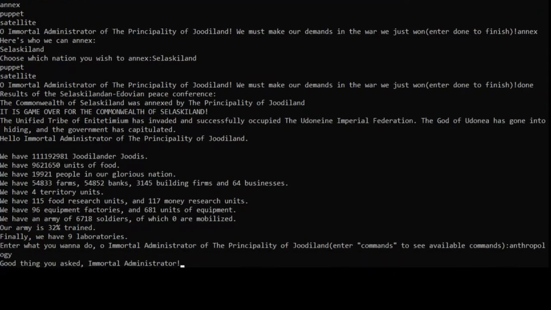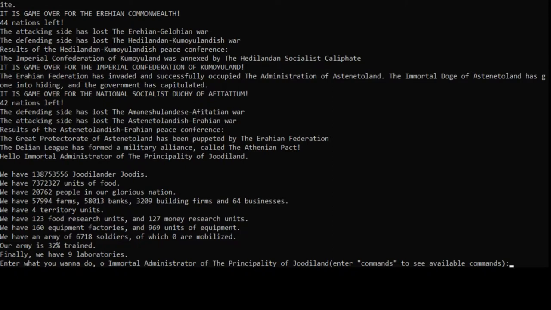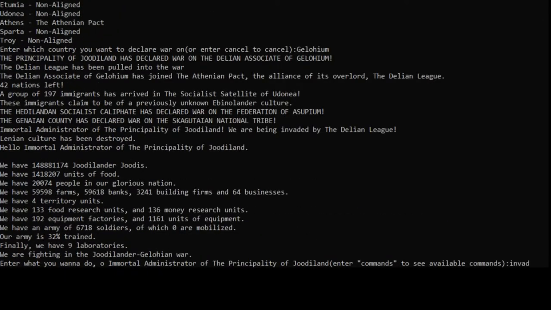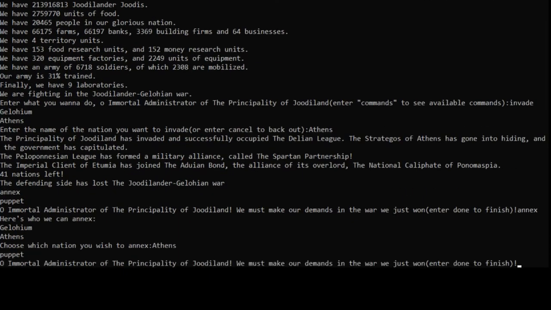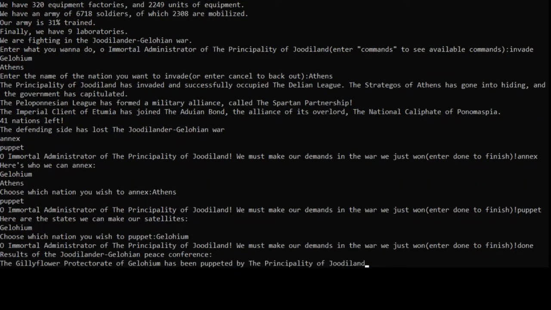And let's take a look at their anthropology. The Delian League is forming a military alliance called the Athenian Pact. Good to know. Alright. Now, what should we do? Obviously, declare another war on Gilohium. You're my next victim. They're the Athenians, group. Oh boy, mobilize. I'll annex Athens, and I'll puppet Gilohium. There we go. Oh, the Spartans.